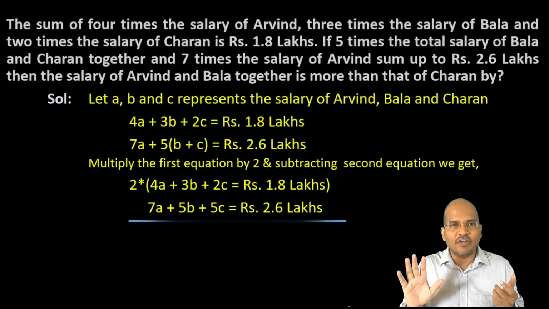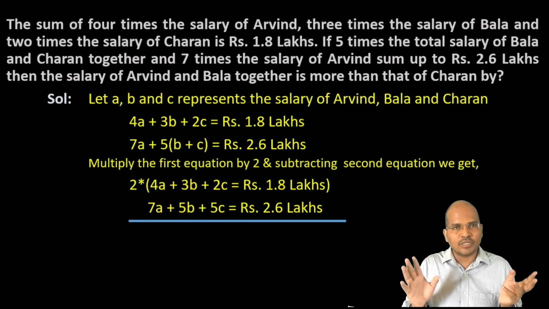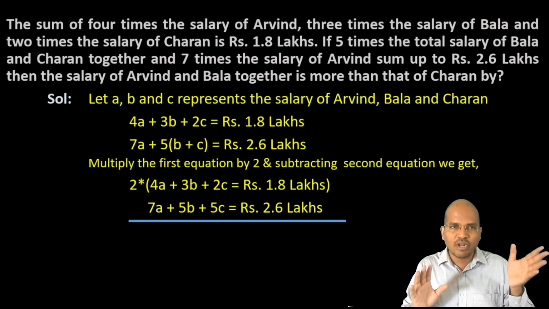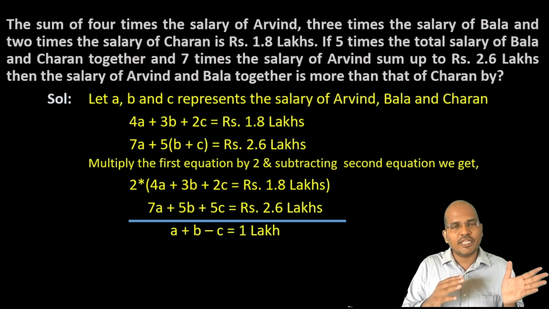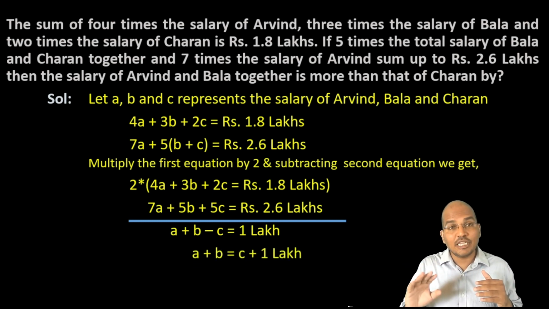So you cannot find the values of A, B, C individually because you are having 2 equations and 3 variables, but there are some possibilities, so don't give up. So multiplying equation 1 with 2 and subtracting second equation on the obtained value, you get the value of A plus B minus C is 1 lakh. So A plus B is C plus 1 lakh.